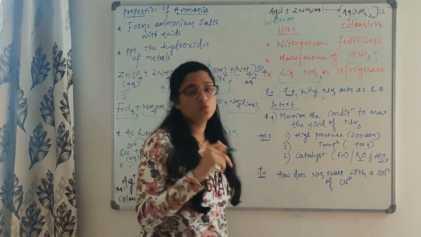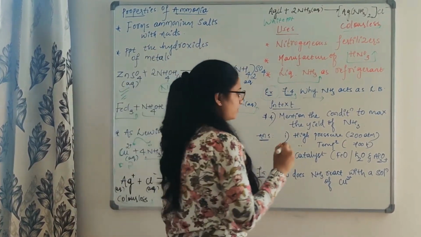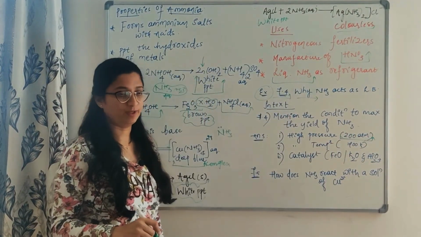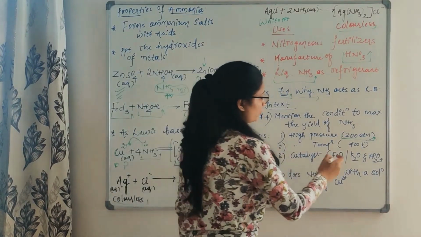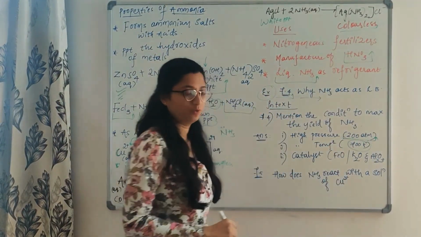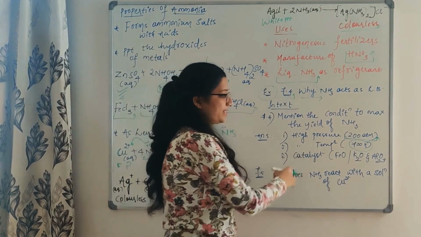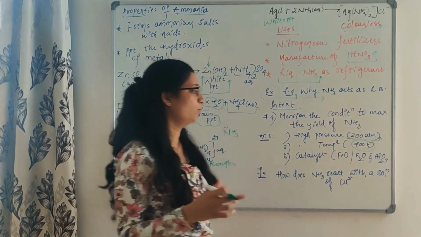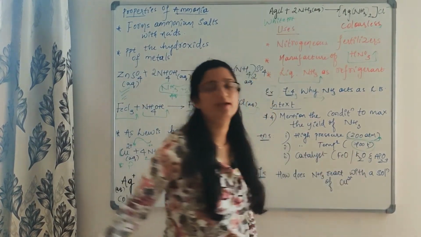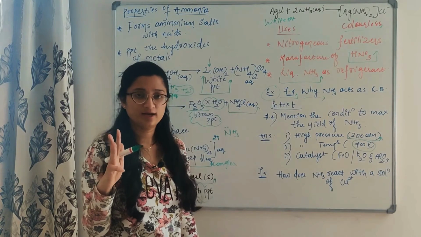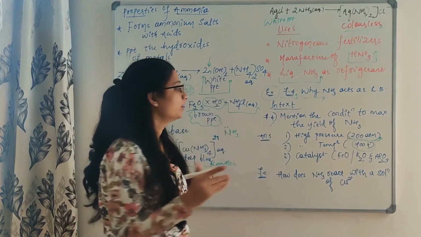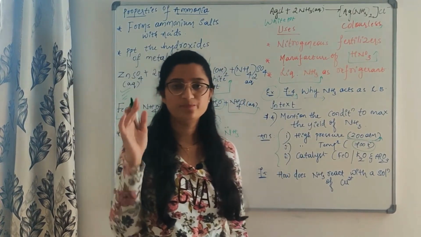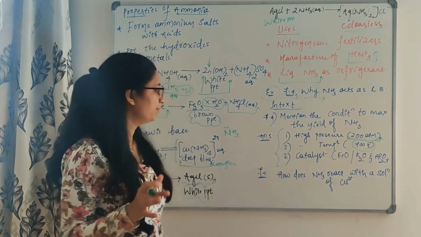So high pressure: the pressure we are maintaining here is 200 atmospheres. The temperature is high, around 700 Kelvin. Okay. The next one is the catalyst. You are using FeO, and then a small amount of K2O and Al2O3. So these three are the important conditions. If we use these and maintain these conditions, then we can maximize the yield of this NH3. Very important, you have to remember this.